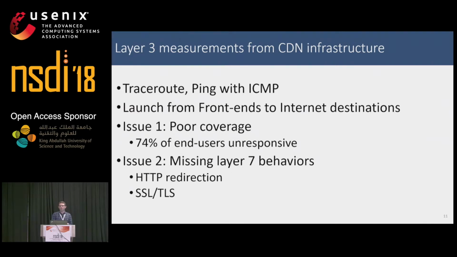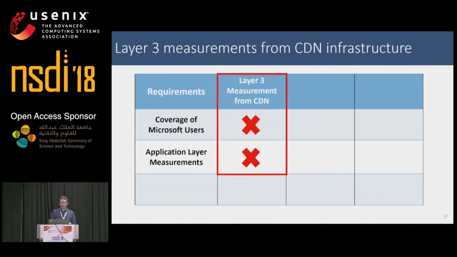The second issue is that layer 3 measurements fail to exercise important layer 7 behaviors such as HTTP redirection and SSL. But we need measurements to reflect the application layer because they impact user experience. So for example, if your HTTPS certs are busted, clients aren't going to be able to access your service. So layer 3 measurements don't meet our coverage needs, and we need to measure at the application layer.